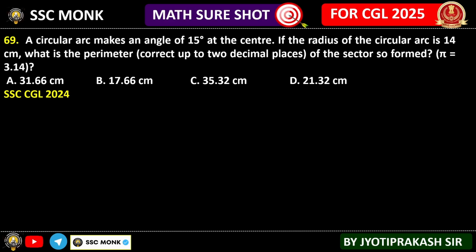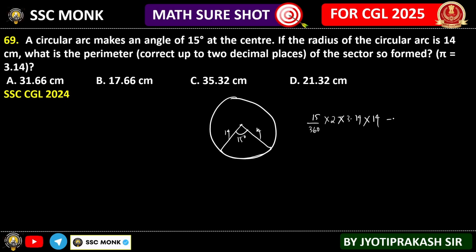A circular arc makes an angle 50 degree at the center. If the radius of the circular arc is 14 centimeter, what is the perimeter of the sector so formed? So this is a circle. Let's say this is a circular arc 14, 14. This is making a 50 degree value. So it is asking about what is the perimeter. So perimeter means this value plus 14 plus 14. Okay. So this much is equal to what? Theta by 360 into 2 into pi 3.14 into R 14 plus 28.